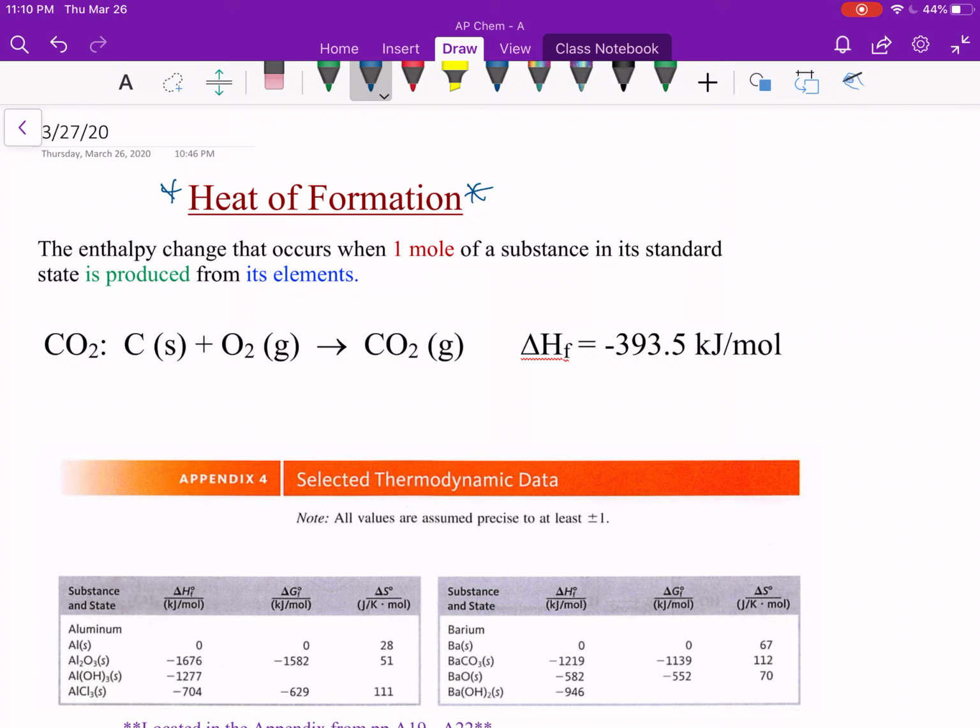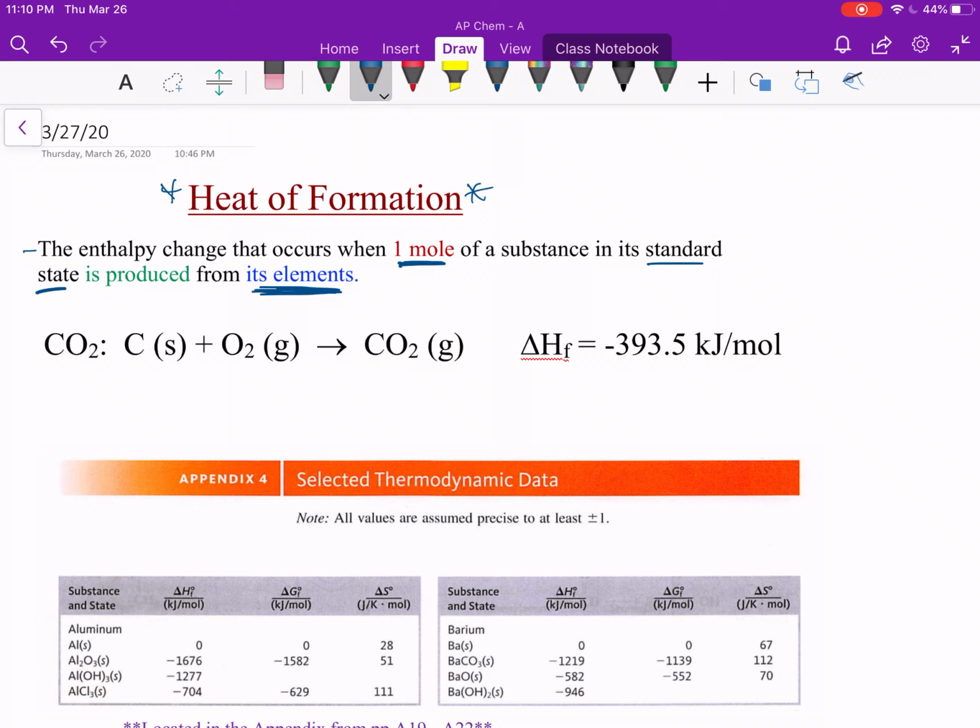So exactly what is the heat of formation? Well, as you can see here, it's the enthalpy change that occurs when 1 mole of a substance, and that's important, when 1 mole of a substance in its standard state, we're going to talk about what that means, is produced from its elements.